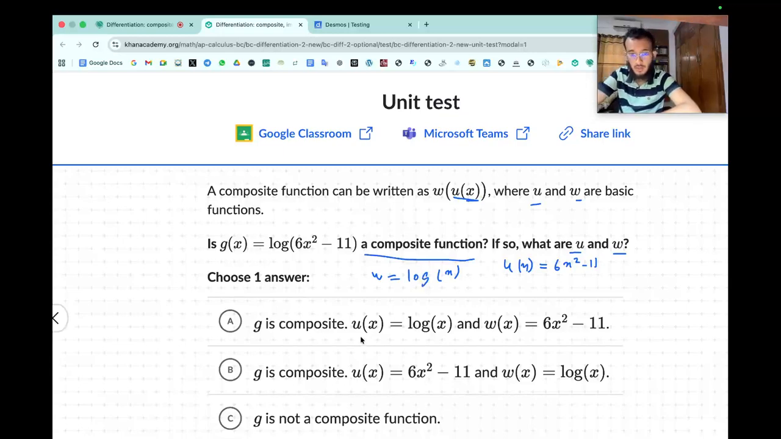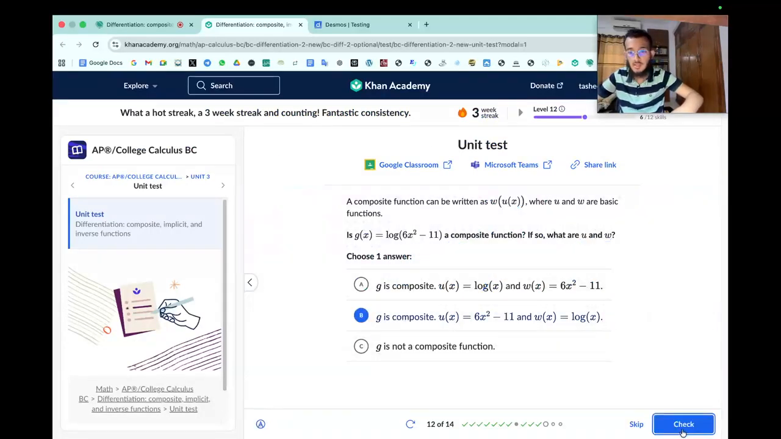So u(x) equals, no, this is not true. u(x) could be 6x squared minus 1 because u is the inner function. Our outer function could be log x. So yes, g is a composite function.